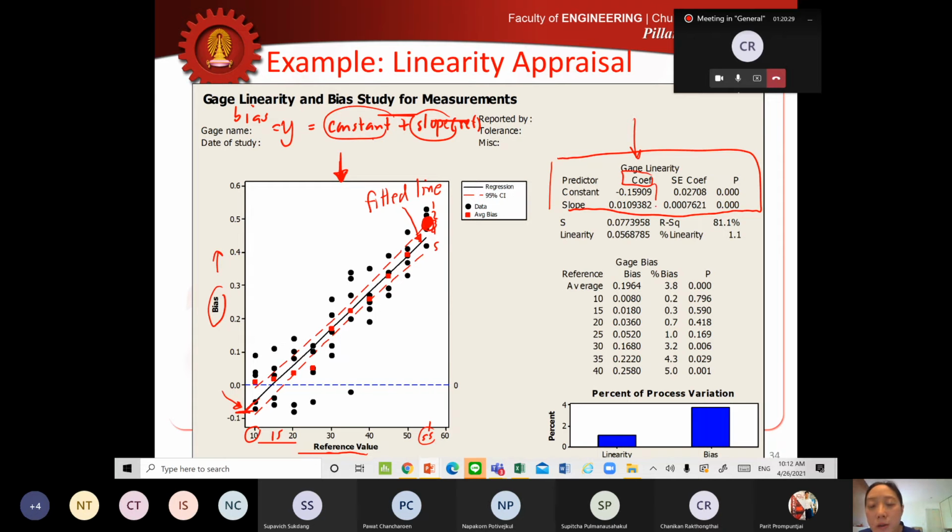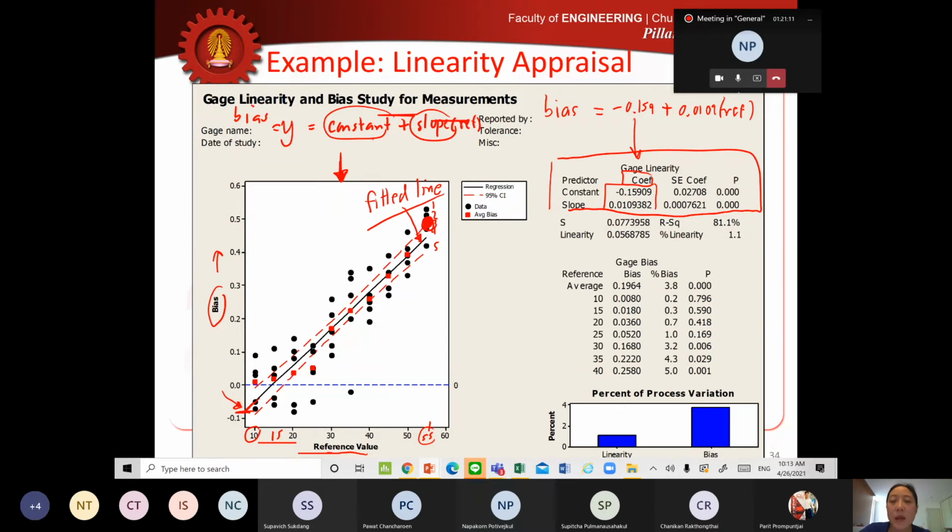In the coefficient column, in this case, Napakorn, could you please tell me the regression equation? So bias is equal to minus 0.159, good, and plus 0.0109 times the reference value, and then multiplied by the reference values, right? So this is the fitted line equation.